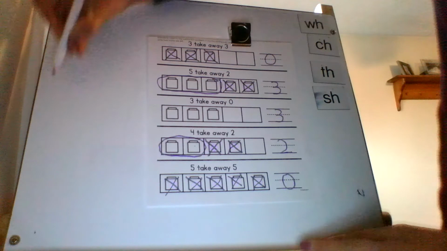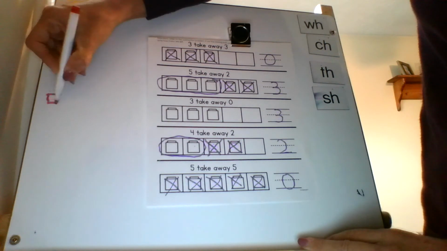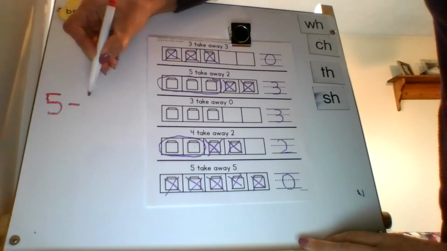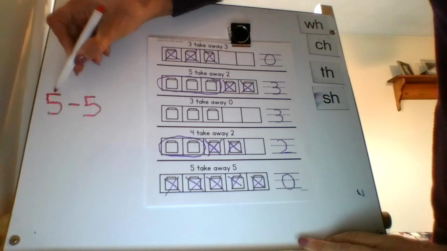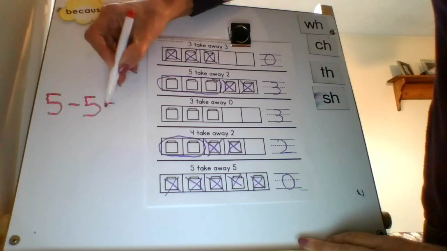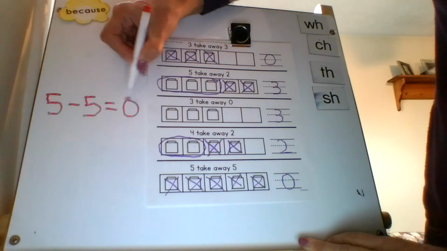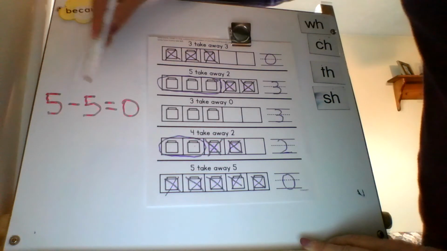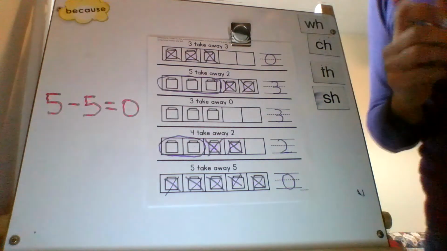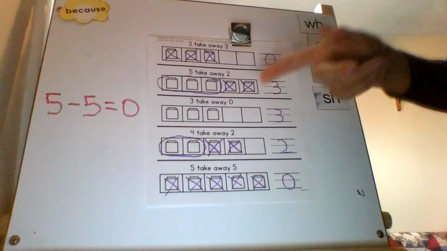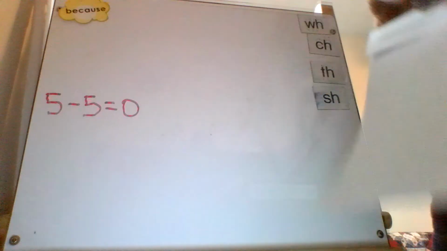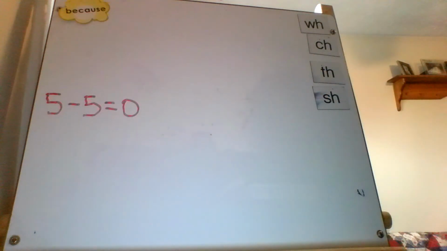So my equation is going to look like this. 5 minus 5, minus all of them. I start with 5. I took 5 away. And how many do I have left? 0. 5 minus 5 equals 0. Very nice job with the subtraction. You can do subtraction on so many things.